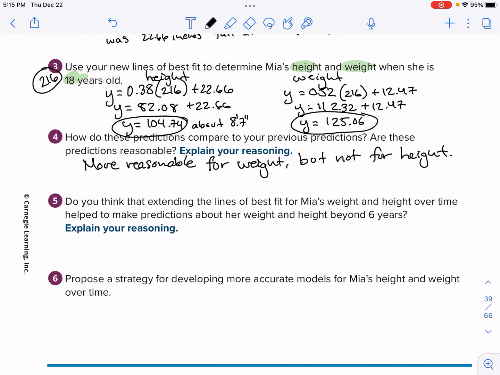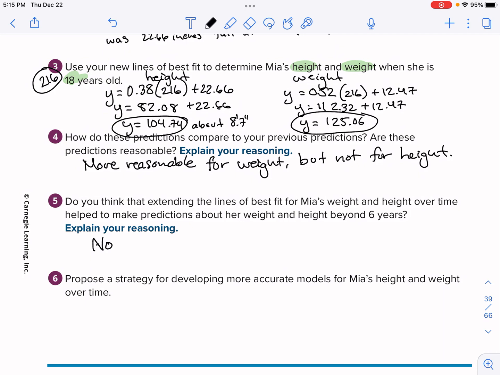So number 5, do you think that extending the lines of best fit for Mia's weight and height over time helped to make predictions about her weight and height beyond 6 years? This we're going to say is no, right? We would need more data. The rate of Mia's weight and height will change over time, but not at a constant rate. She's not going to keep growing at the same rate. So we would need to maybe collect data beyond 6 years.